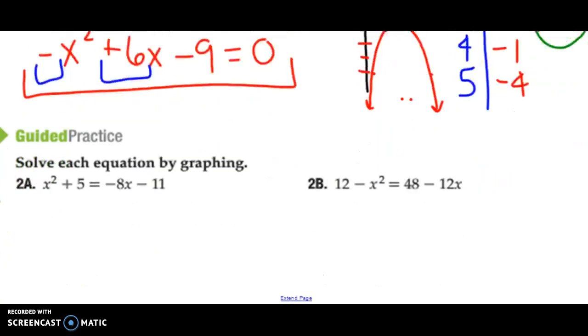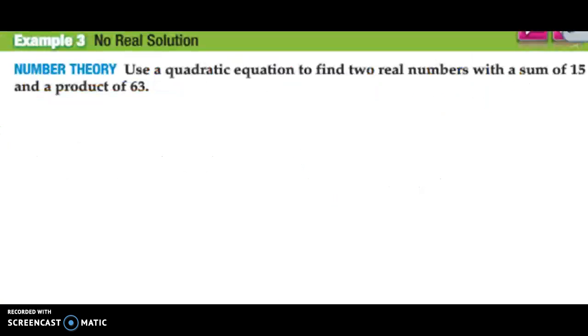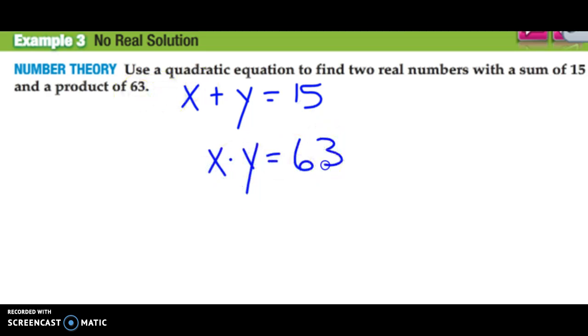Here's a guided practice problem you can try. Try letter B. It says, use a quadratic equation to find two real numbers with a sum of 15 and a product of 63. So, this is what I'm going to do. I'm going to say x plus y, our sum, is equal to 15, and x times y equals 63.